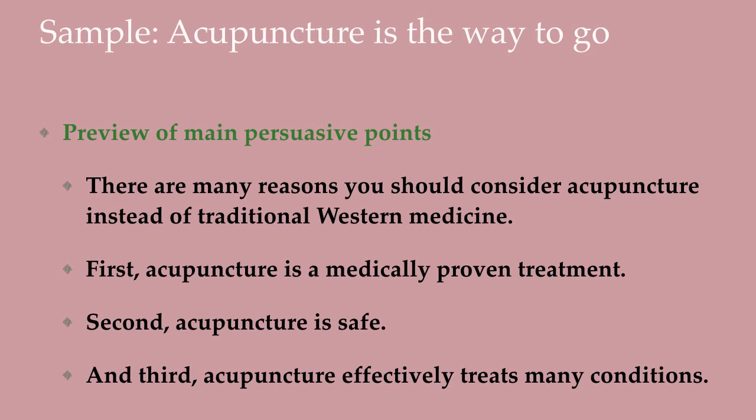Next, preview of main persuasive points. There are many reasons you should consider acupuncture instead of traditional Western medicine. The first persuasive point, or first main point: acupuncture is a medically proven treatment. The second main point is acupuncture is safe. And the third one is acupuncture effectively treats many conditions. Normally we propose three to five, but three is the best number for main points. Only three, that's enough.